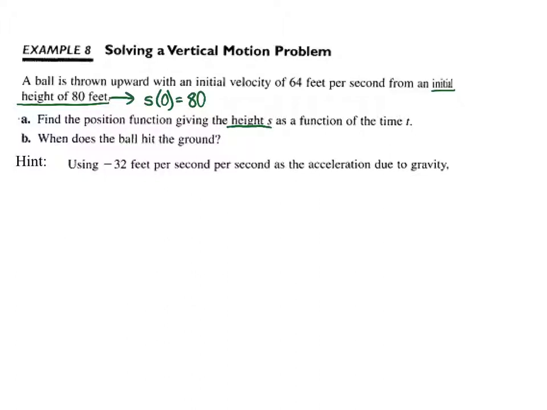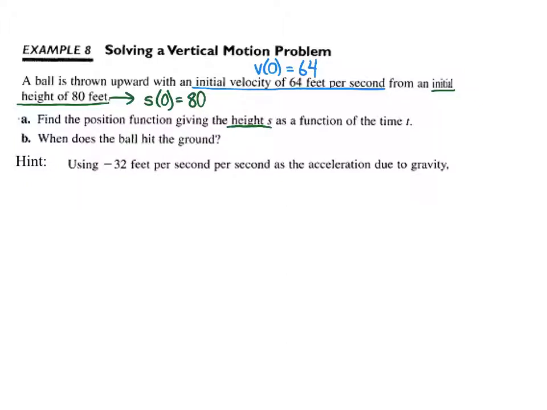We're also told we have an initial velocity. Now, initial again means when t equals 0. So they're saying v of 0 is a positive 64. Now notice it said it's thrown upward, so we're going to assume it's thrown straight up. That entire 64 is going straight up, so we're not going to deal with vectors at this point.